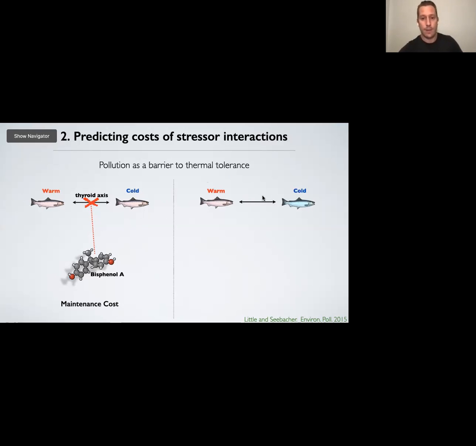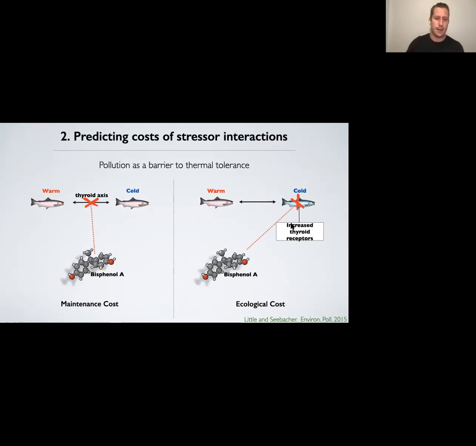Alternatively, we could have a successful cold acclimation response, but these cold acclimated individuals might be more vulnerable. This is all theoretical. Say cold acclimated individuals were characterized by increased thyroid receptor densities, then these cold acclimated fish may be more vulnerable to the effects of BPA. Throughout my PhD, I wasn't able to test whether BPA treated cold acclimated fish would display more of a maintenance cost, if they exist, or an ecological cost.